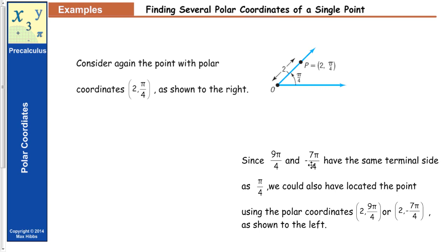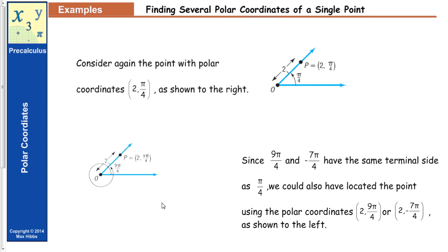On the other hand, negative 7 pi over 4 would take us all the way around in a negative direction, pi over 4 short of one complete rotation there, okay? And so we could describe the same point using different theta values. So let's look at this.